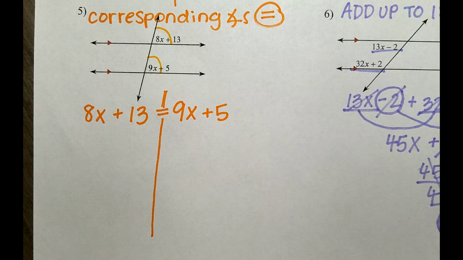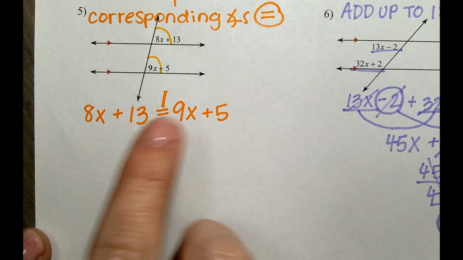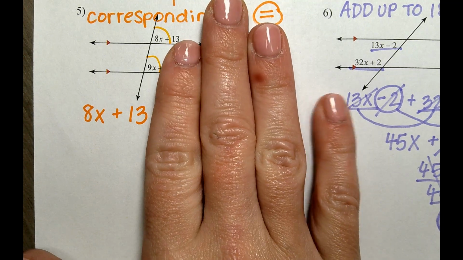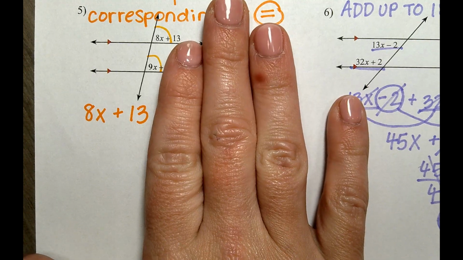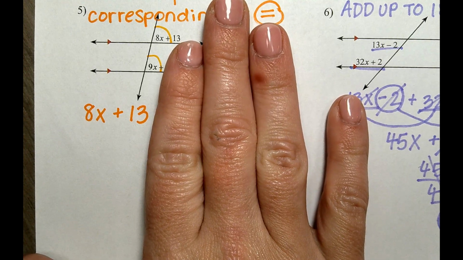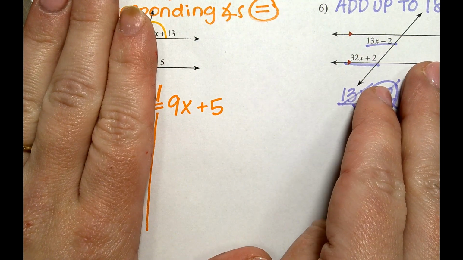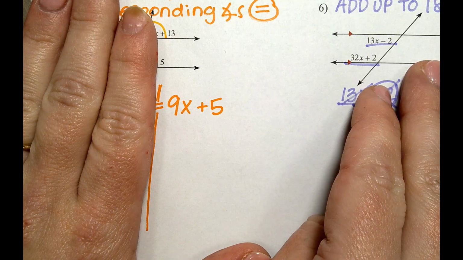Add like terms. Do we have any like terms on the same side? Let's look at just 8x plus 13. Can I combine anything over there? No. Can I combine anything over here? No.